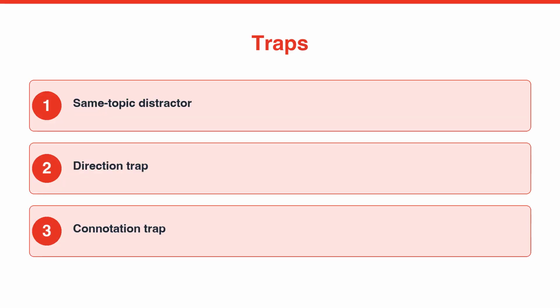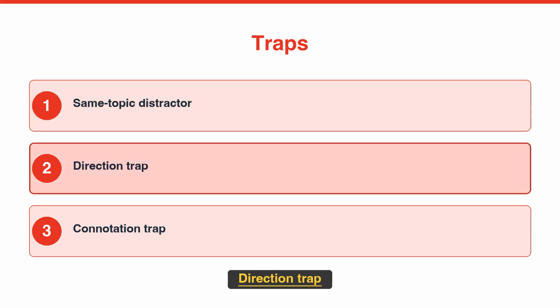3 traps catch most students on this question type. Same drill. Here's the lineup, then we'll cover each one. Trap 1, same topic distractor. A choice that relates to the passage's topic but doesn't fit the specific blank. Garden passage. Memory looks atmospheric, but the sentence is about a scent. Grading the topic instead of the sentence is the #1 mistake here.